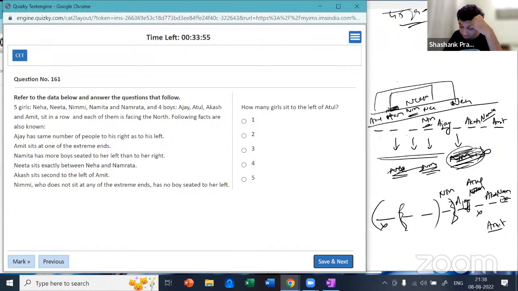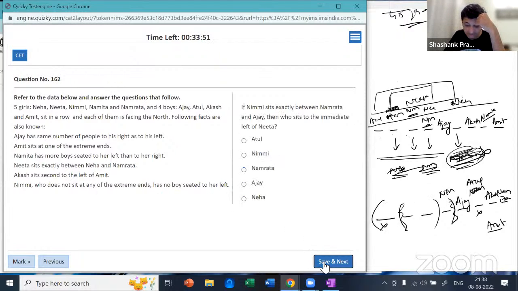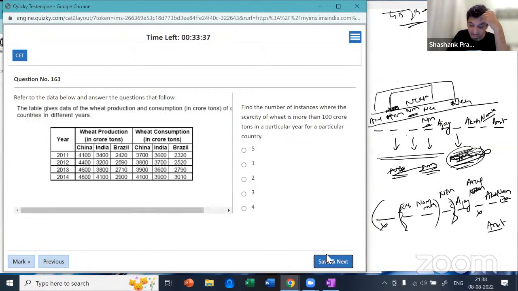How many girls to the left of Atul? 1, 2, 3, 4 of them. Okay, I think this makes sense. Nimmi sits exactly between Namrata and Ajay. So Namrata is here. Who sits to the immediate left of Neeta, the other woman? Neha. Correct. Yeah, I think I got this.